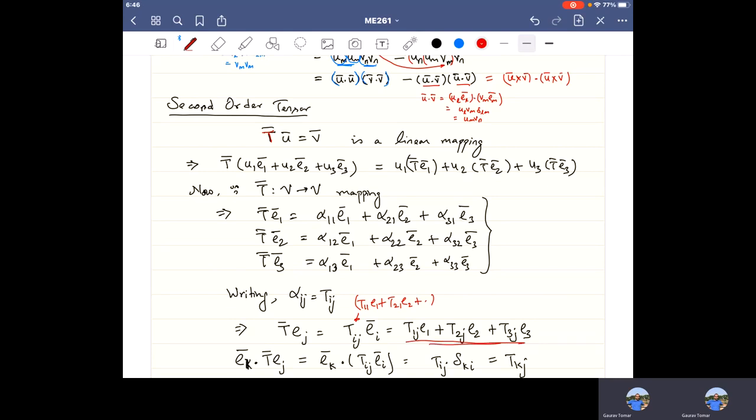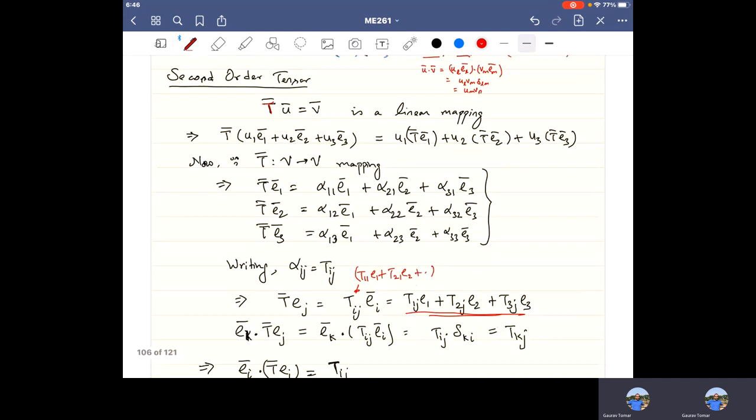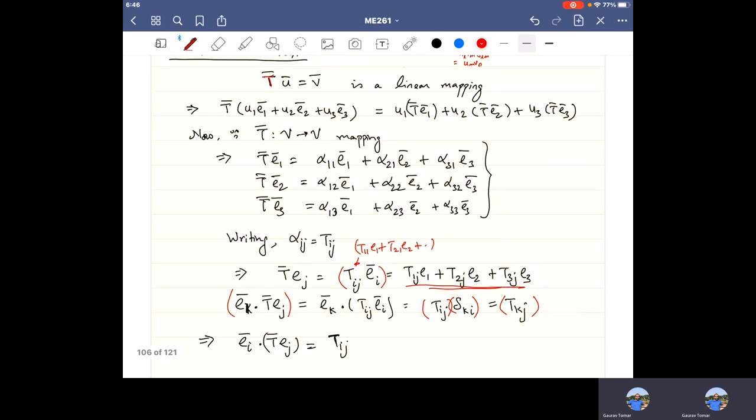Now we take this resultant vector and take the dot product with ek, some vector ek. So we get ek dot T ej, T on ej. T on ej can be written as, we have chosen to write it as Tij ei. Now Tij is a scalar, so we just pull it out. ek dot ei gives you delta ki, and delta ki transfers the index. So ek dot T ej is nothing but the quantity Tkj, which we call the components of the second order tensor.